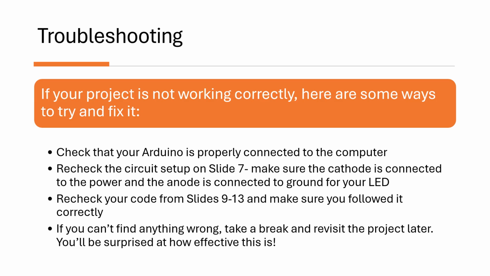After you finish the loop function, either plug in your Arduino or start your simulator to test if it worked. Your LED should be turning on and off as you use the button. If nothing happens or works incorrectly, here are some ideas to troubleshoot the issue.